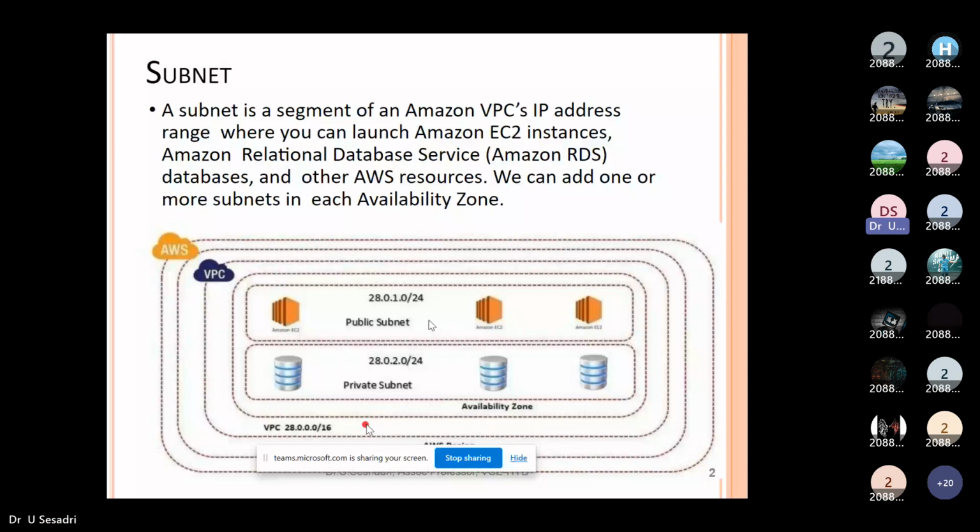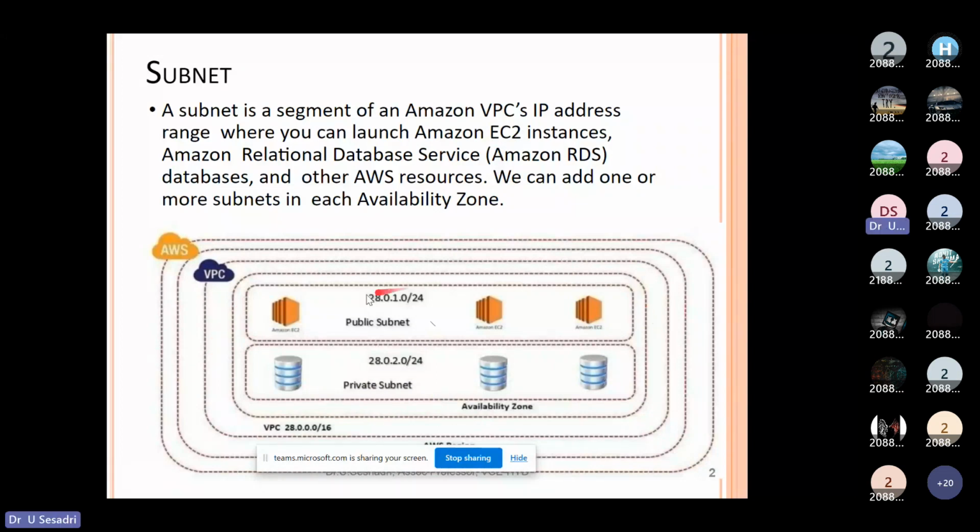I have given one public subnet, that is 28.0.1.0, the first subnet, with /24. And this is another subnet I have given, 28.0.2.0/24. Means the subnet is nothing but what? This is your virtual private cloud.